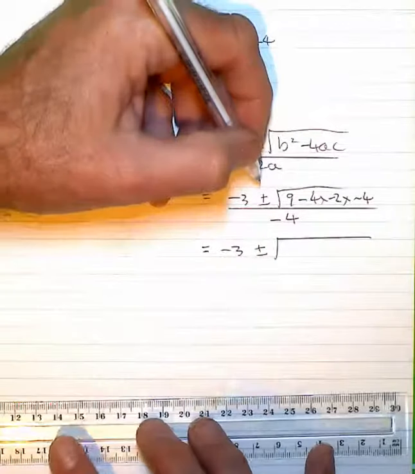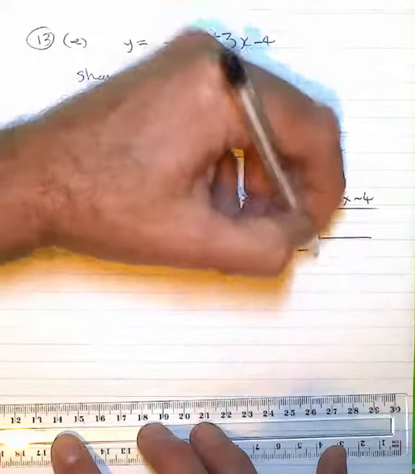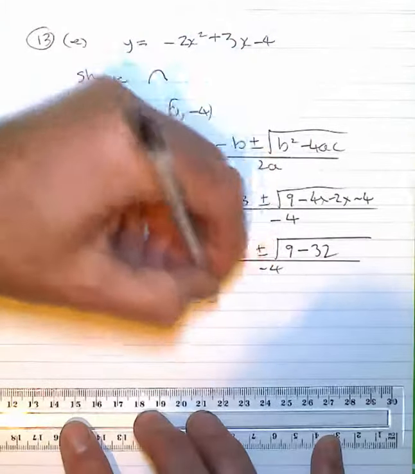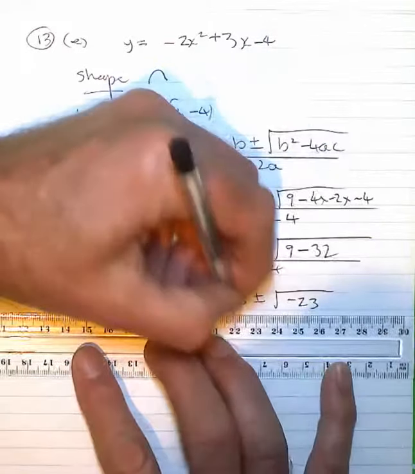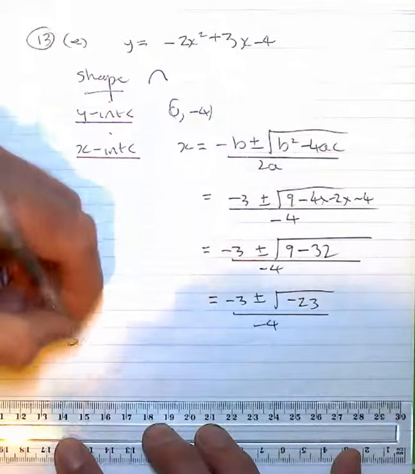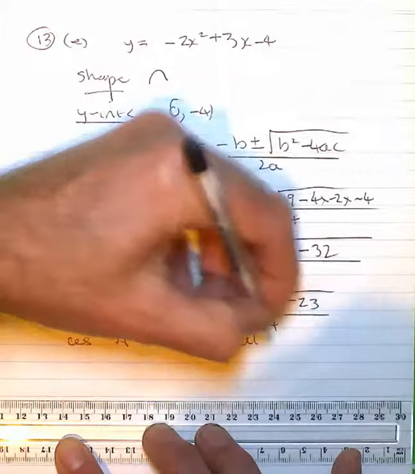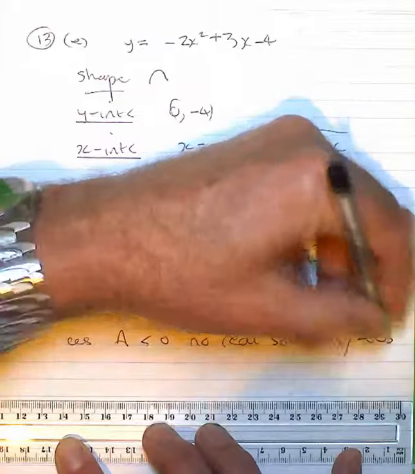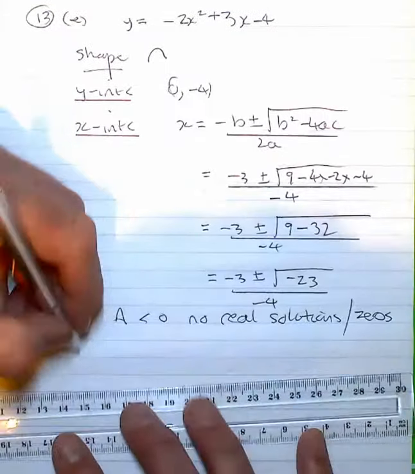And what I'll find here, I end up with 9 take 32, and that's obviously going to be less than 0. Now as the discriminant is less than 0, no real solutions or zeros in this instance. I can of course find the turning point.